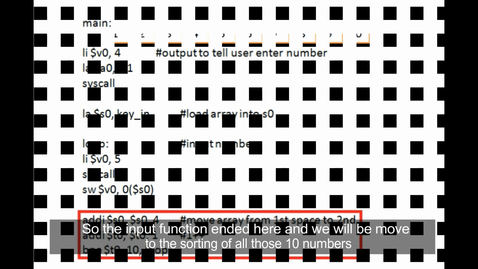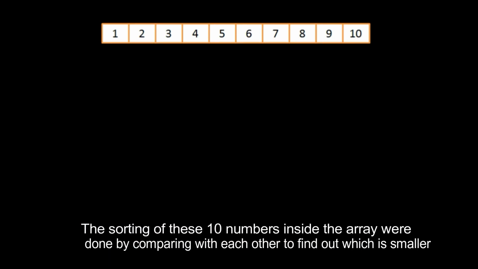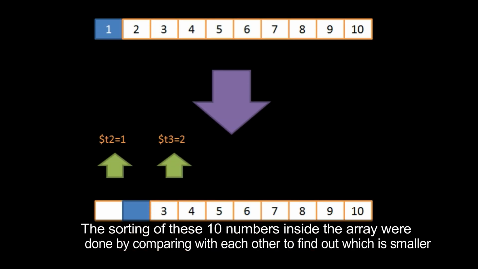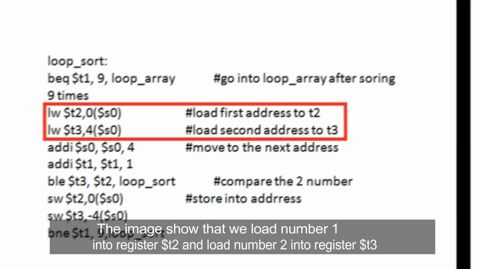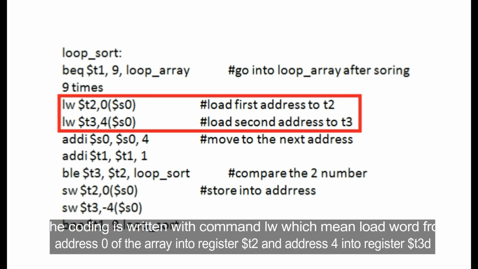The sorting of these 10 numbers inside the array was done by comparing them with each other to find out which is smaller. The image shows that we load number 1 into a register and load number 2 into a register. The coding is written with the command LW, which means load word, from address 0 of the array into a register and address 4 into a register.